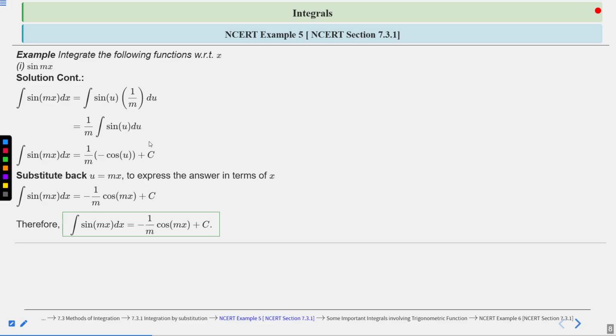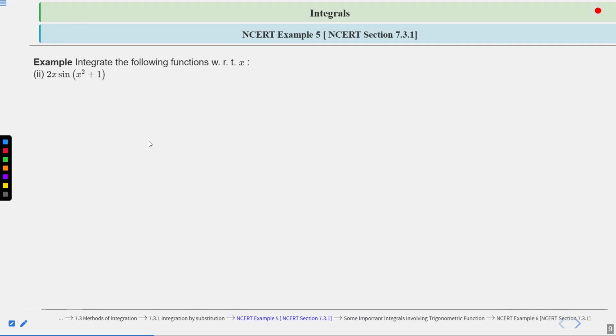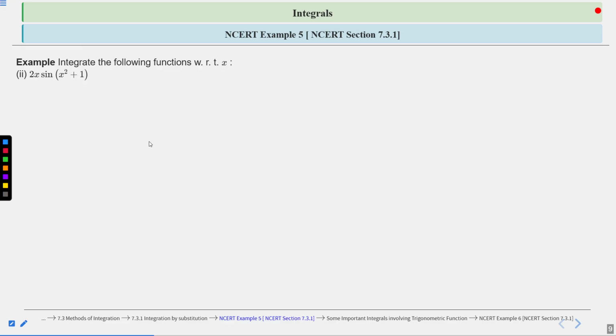Okay, hope it's clear to all. Let's try the next part. NCERT example 5, part 2. Integrate the following with respect to x, and the function is 2x sine of x square plus 1. You have to integrate this with respect to x. You all are requested to try this question first. After that, I'll discuss how to solve this.